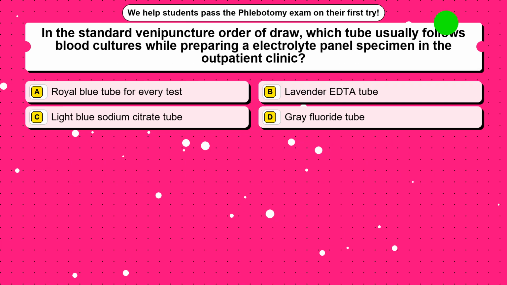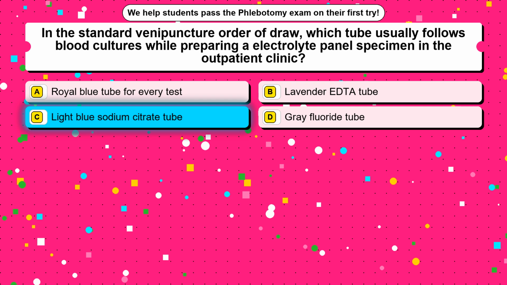Question 31. In the standard venipuncture order of draw, which tube usually follows blood cultures while preparing an electrolyte panel specimen in the outpatient clinic? Option A. Royal blue tube for every test. Option B. Lavender EDTA tube. Option C. Light blue sodium citrate tube. Option D. Gray fluoride tube.